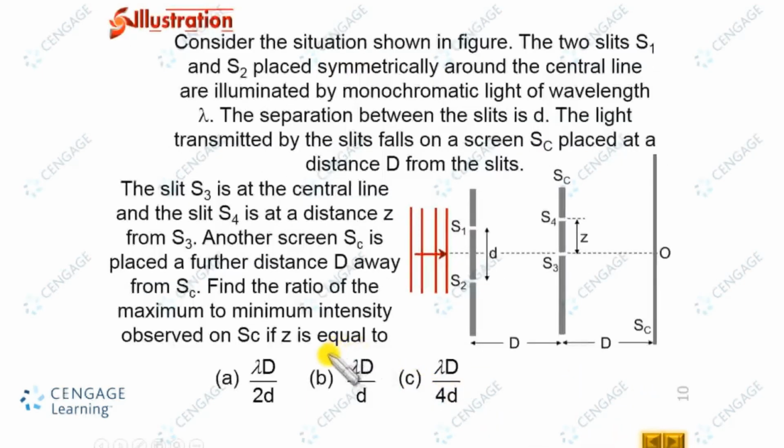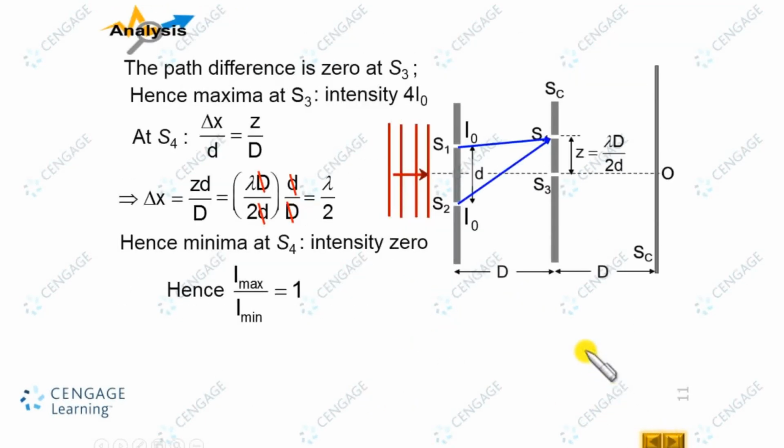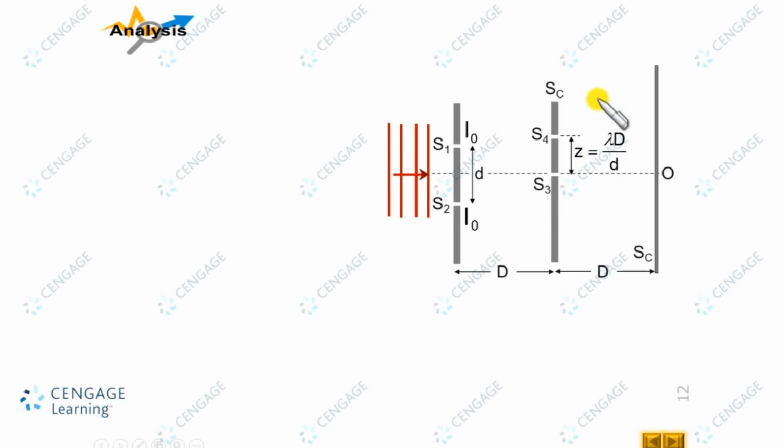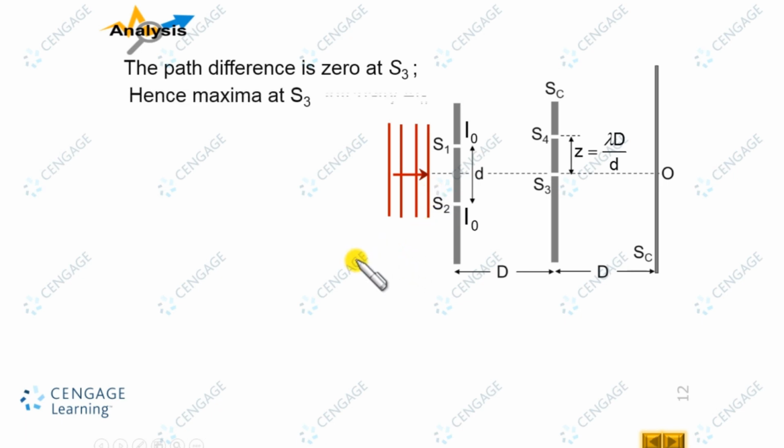In the second part, Z is given as lambda d divided by small d. So, let us write this: Z equal to lambda d divided by small d. And here also we can observe the path difference at S3 is equal to 0 because it is symmetrical with respect to S1 and S2. That means we will have the maximum at S3, that means 4I naught here.